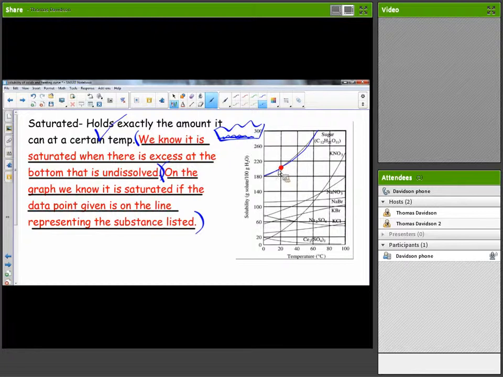If the data point, like this red line right here, is on the line for the thing we're talking about. So if it said 200 grams of sugar in 220 degrees water, that would be exactly saturated because it's exactly on the line. Are we okay with those 3 different ways to look at the exact same thing?